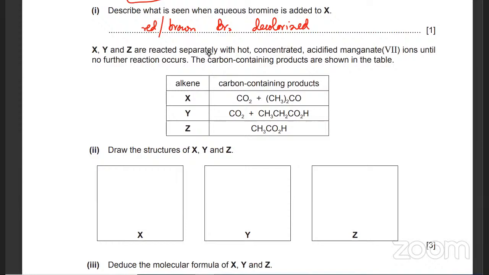Moving to the next part, X, Y, and Z are reacted separately with hot concentrated acidified manganate(VII) ions until there is no further reaction. The carbon containing products are shown in the table. So hot concentrated acidified manganate(VII) ions. This is strong oxidation. So you've got strong oxidation that is happening.